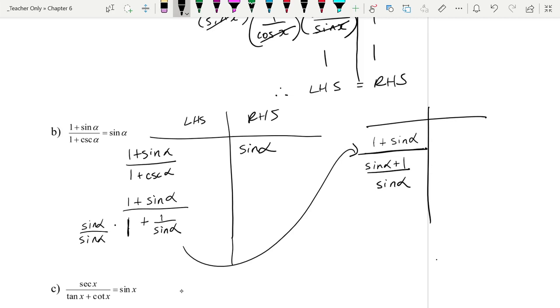No, you can add things in any order you want. So I'm going to change this to 1 plus the sine of alpha times the reciprocal of this, which is the sine of alpha all over sine of alpha plus 1. And those two things cancel each other. And I have what's left over, sine of alpha, which equals the right-hand side. Done.